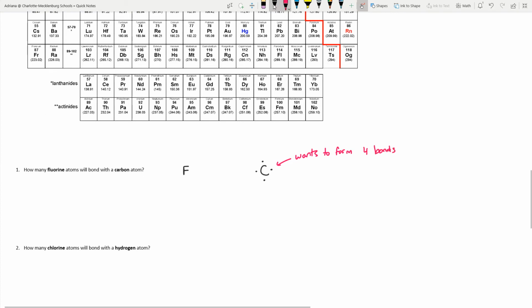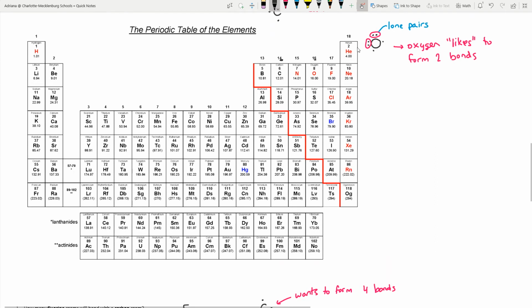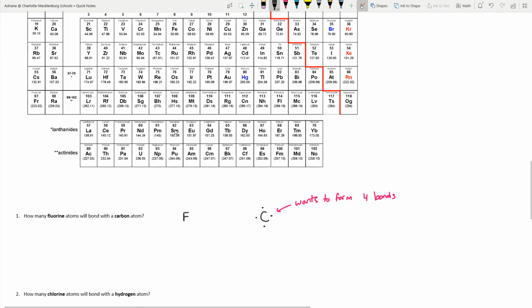Let's look at fluorine though. Fluorine is a halogen because it's in group 17. And all halogens, including fluorine, are going to have 7 valence electrons. So let's draw that out. I'm going to fill it in on each side of my box before I double anything up. 1, 2, 3, 4, 5, 6, 7.